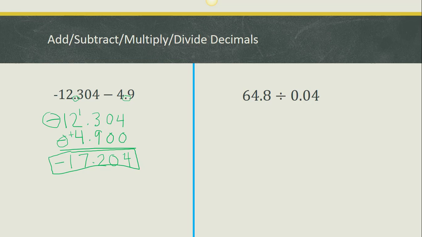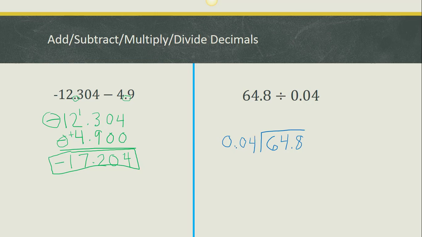All right, and our last problem for this section of our video is the following. We've got 64.8. The first number is the number that goes under the divide sign. So 64.8 divided by 0.04.